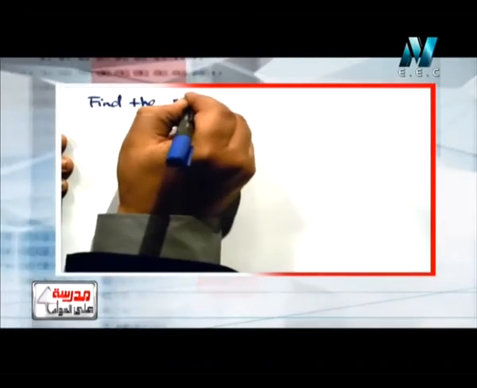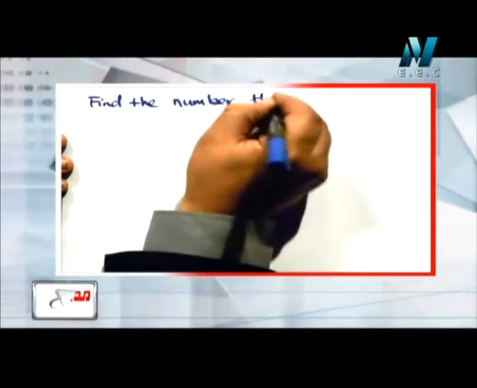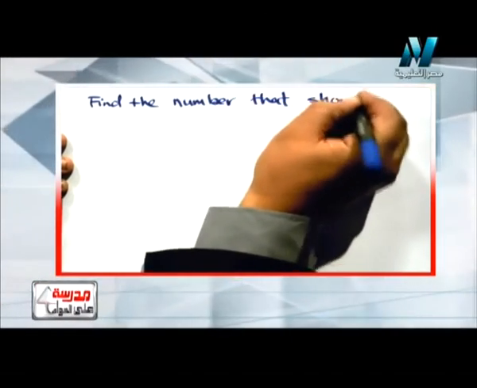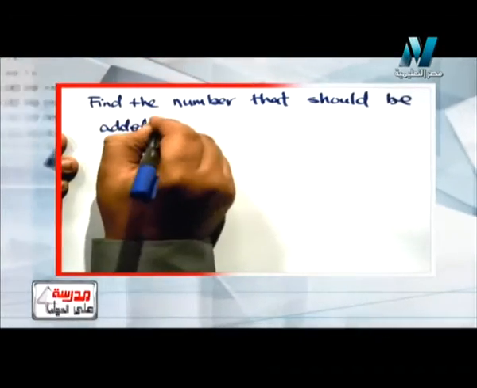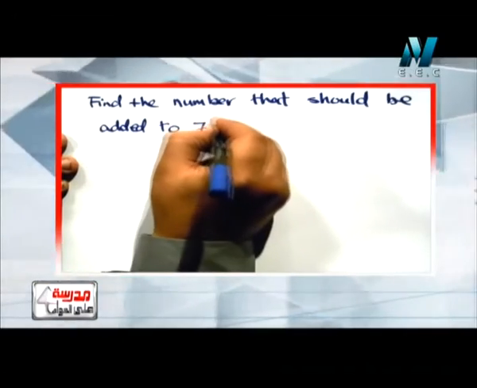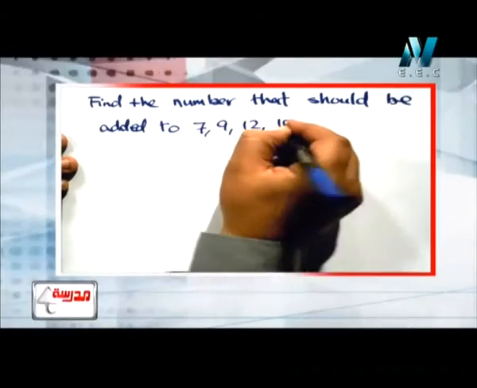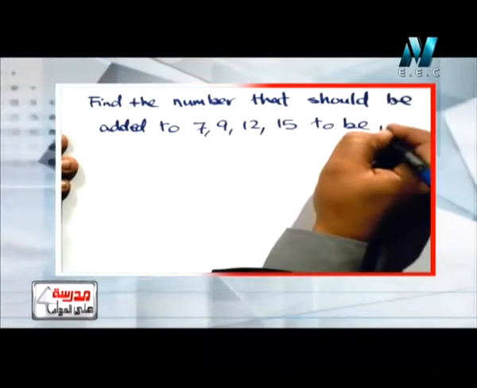Okay, the best one, I'm going to work on the same idea that we studied here. Page 93, exercise number 14. Yes. All right, so it's page 93, exercise 14. And the question says, find the number that should be added to 7, 9, 12, 15 to be proportion.